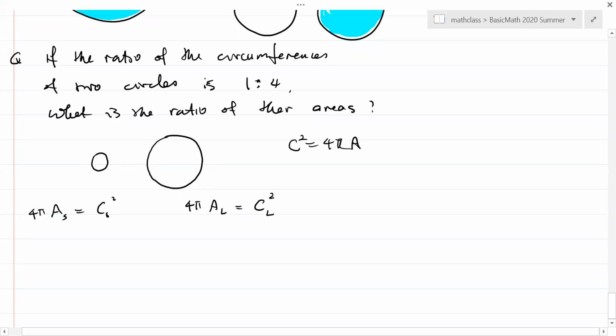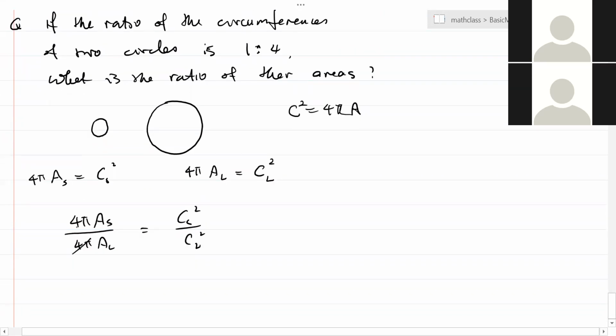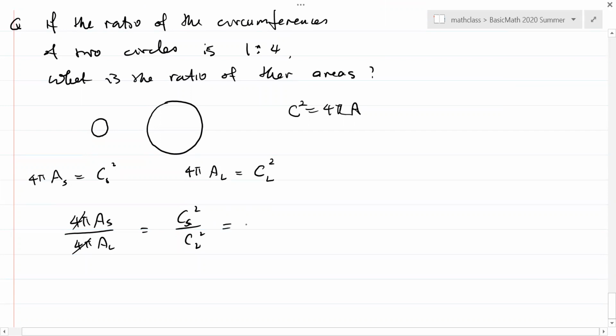So you are given the ratio of their circumference, right? Then you take the ratio, 4 pi A small over 4 pi A large, right? That would be much quicker to do. Okay, so this cancels out. That gives you the ratio of their areas. On the left hand side, the right hand side is the square, so it's going to be C small over C large squared, which is going to be 1 over 4 squared, which is 1 over 16.